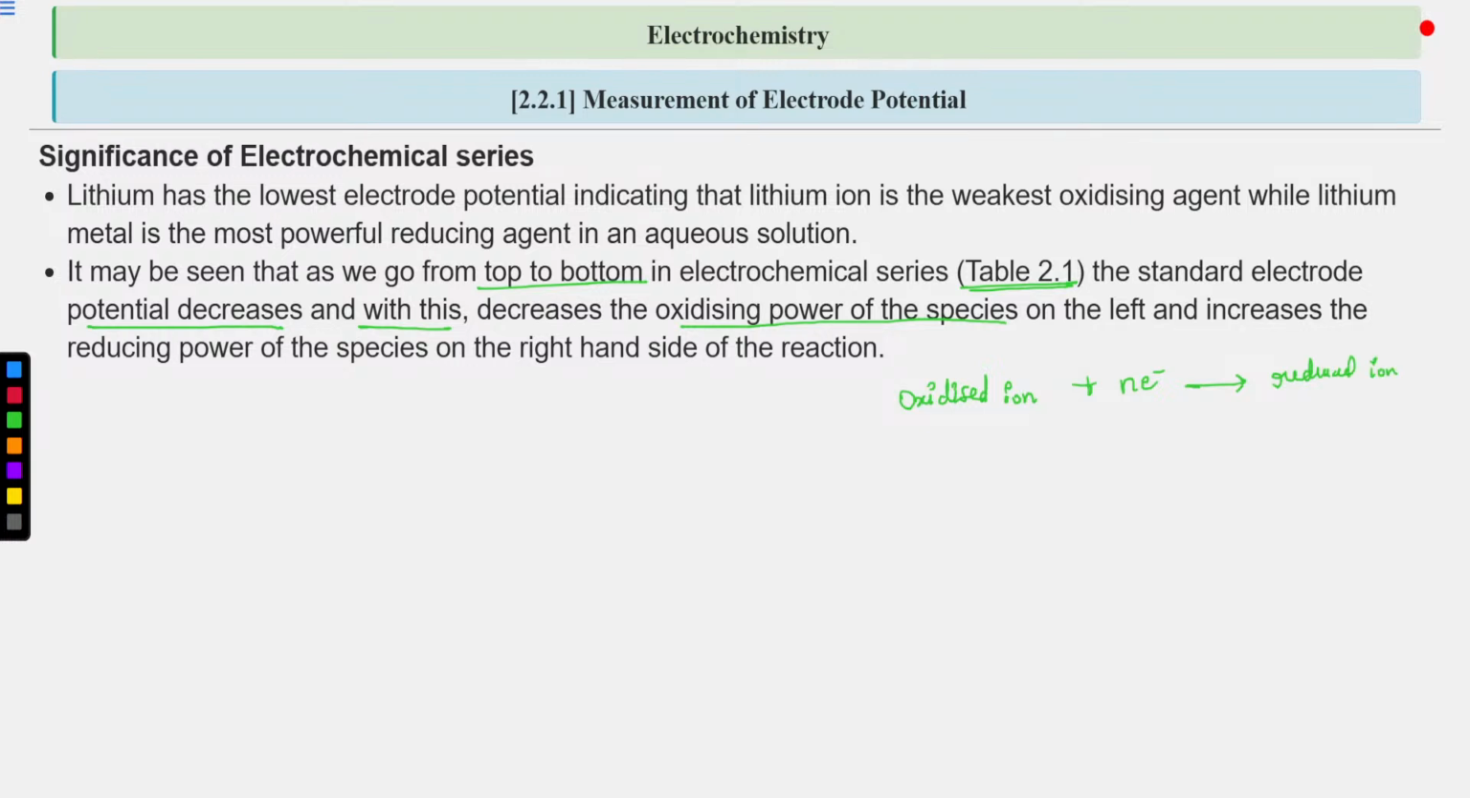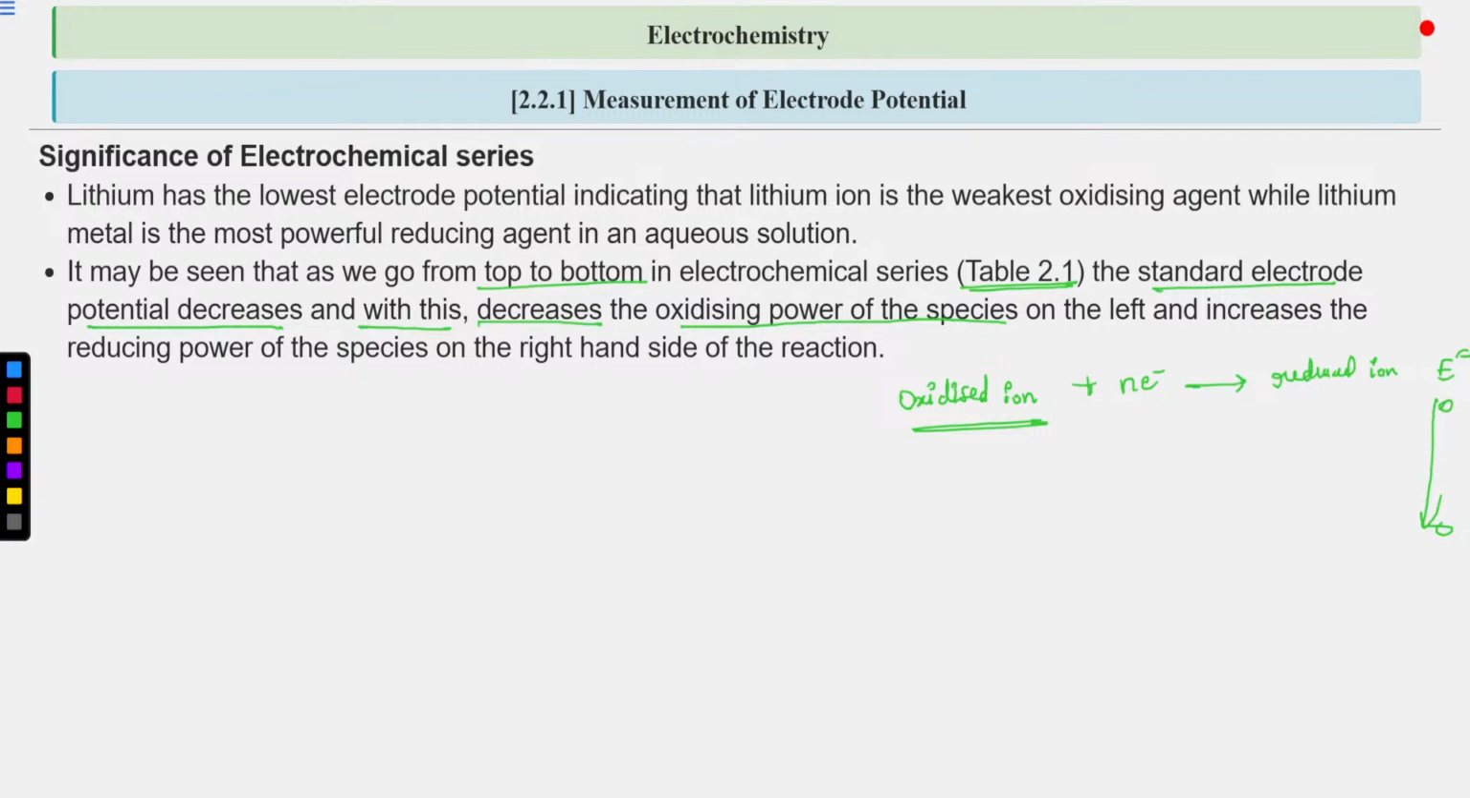So what we are saying is that if you go from top to bottom in the electrochemical series, the standard electrode potential, that means the E naught value given in the last column, decreases, right? It is decreasing in this manner. Highest is here for fluorine and the lowest is here for the lithium ion. So the electrode potential is decreasing, and with this decreasing value, the oxidizing power of species on the left, that means this one, is also decreasing, and the reducing power of species on the right increases.